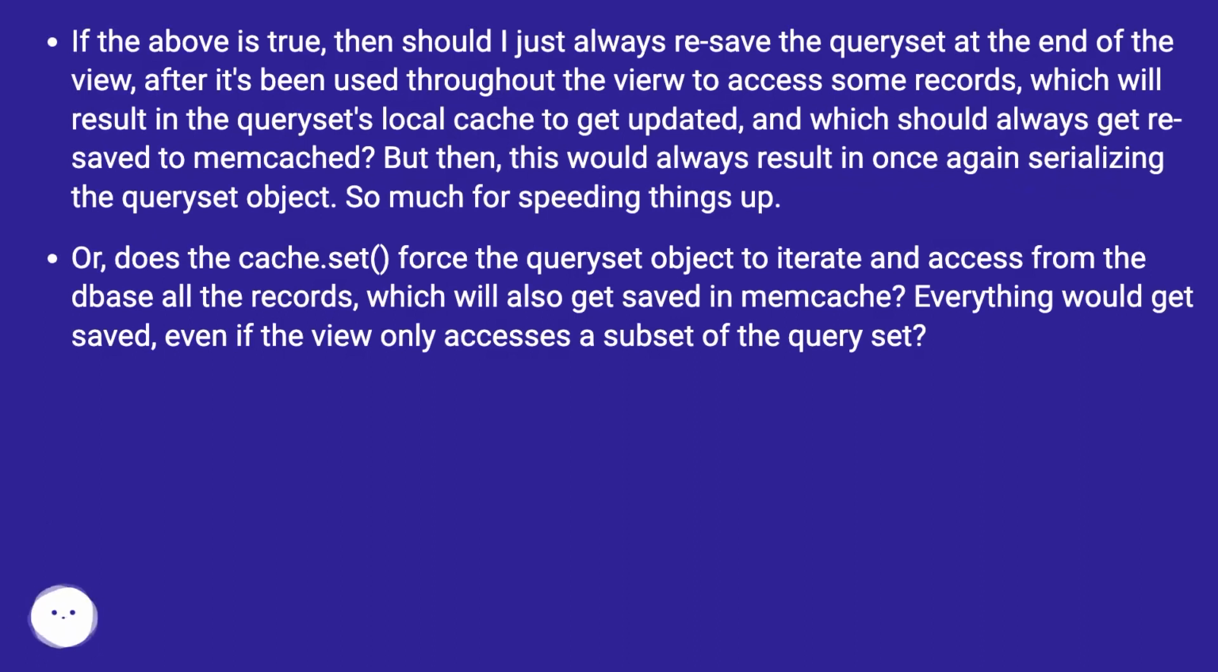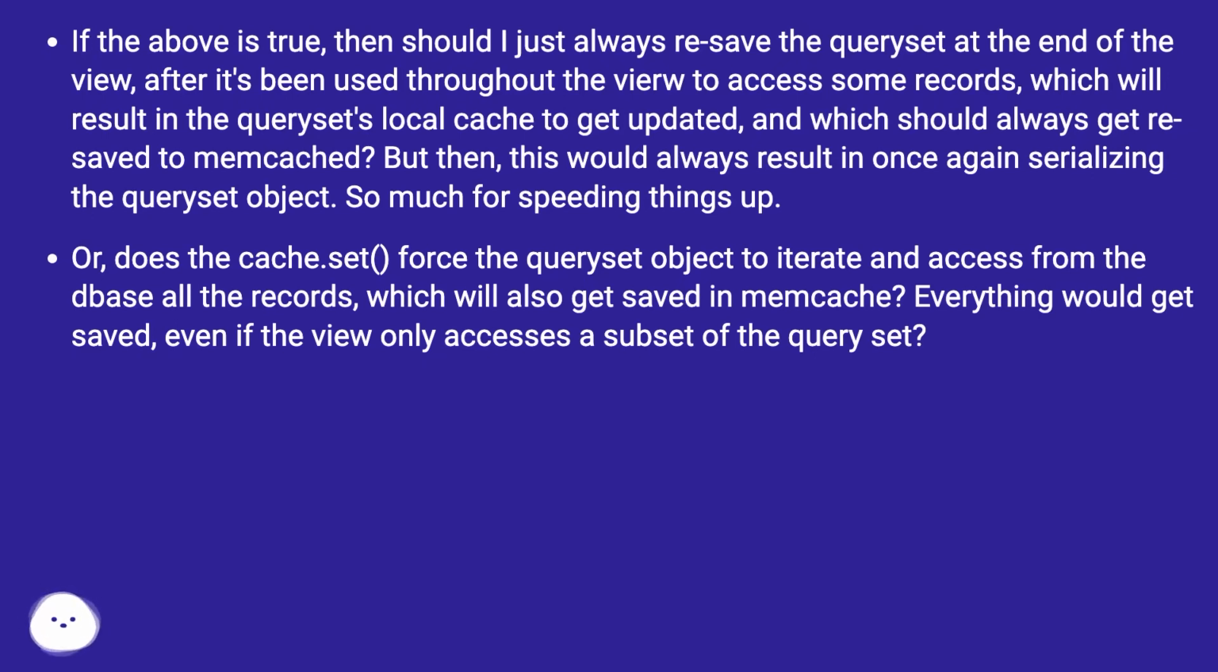If the above is true, then should I just always resave the queryset at the end of the view, after it's been used throughout the view to access some records, which will result in the queryset's local cache getting updated, and which should always get resaved to Memcached? But then, this would always result in once again serializing the queryset object. So much for speeding things up.